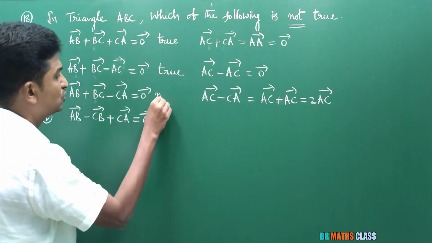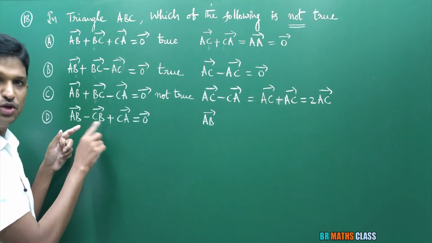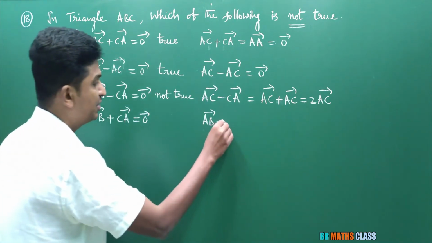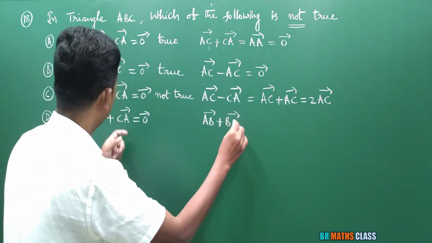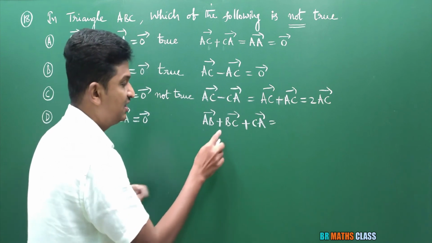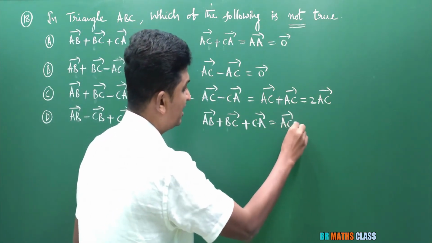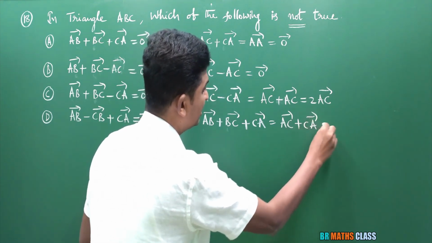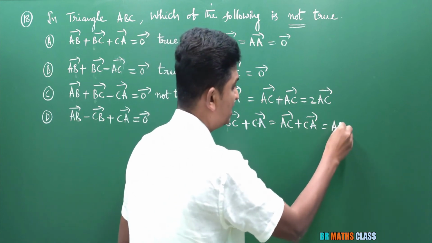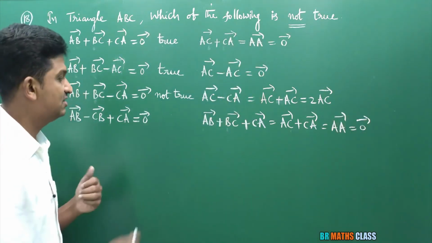You observe AB bar minus CB bar. Negative of a vector CB bar can be written as BC bar. Minus CB bar can be written as plus BC bar, plus CA bar. Now if I simplify this, you observe AB bar plus BC bar is what? AC bar. AC bar plus CA bar. You observe C is there. AC bar plus CA bar is what? It is AA bar. What is AA bar? AA bar is 0 bar. I got this is also true.